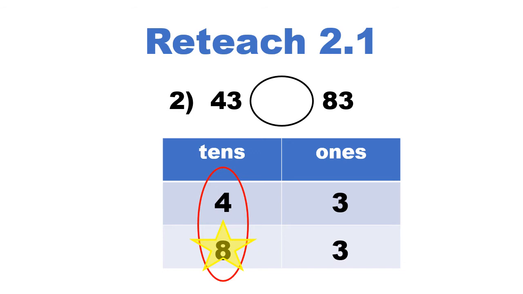So the correct answer for number 2 is 43 is less than 83. Now remember, you found out that 8 is greater than 4, so that means that 83 is greater than 43, or 43 is less than 83. So there's that less than symbol that kind of looks like a capital L tilted on its side, and the alligator mouth is eating the greater number, and the arrow is pointing to the lesser number.